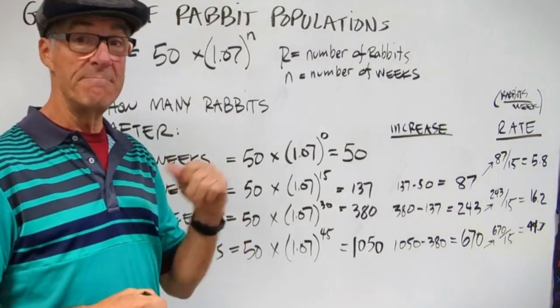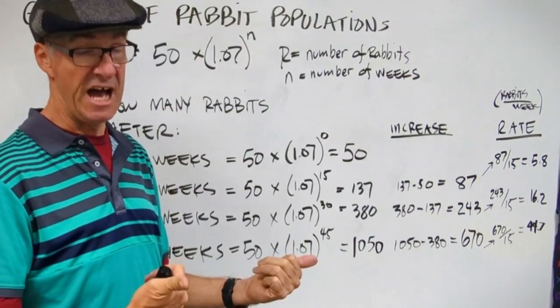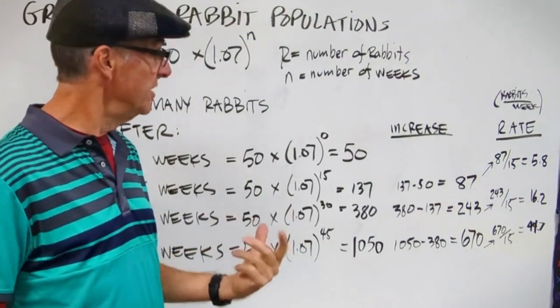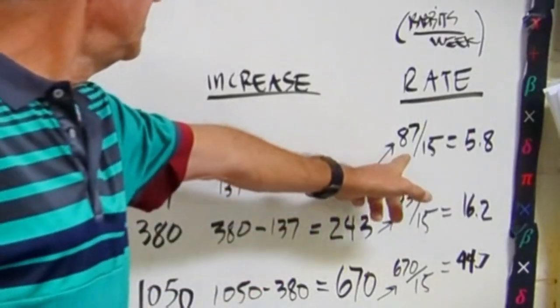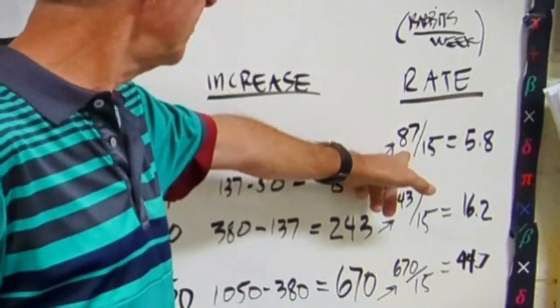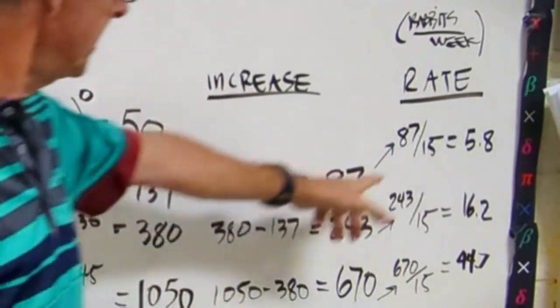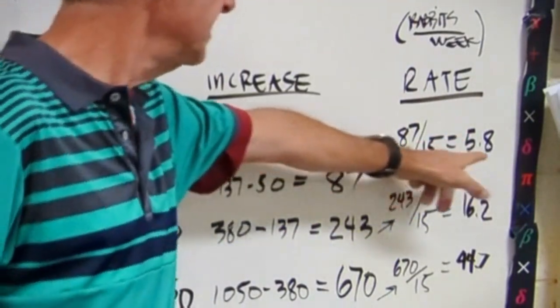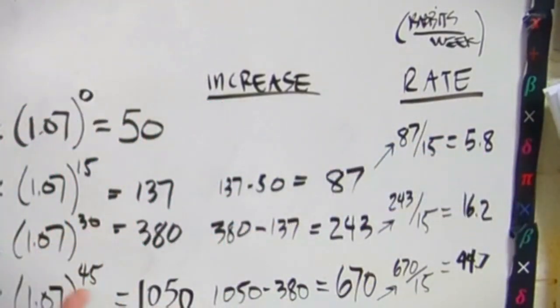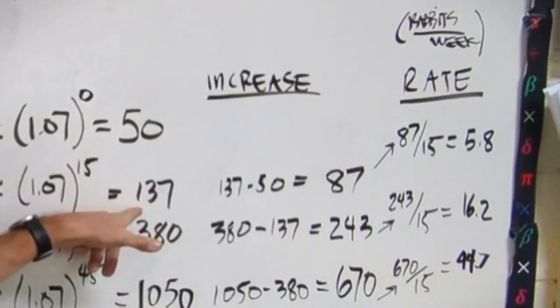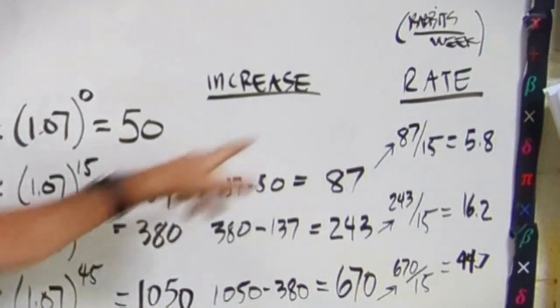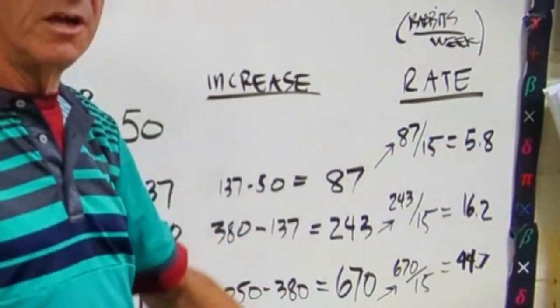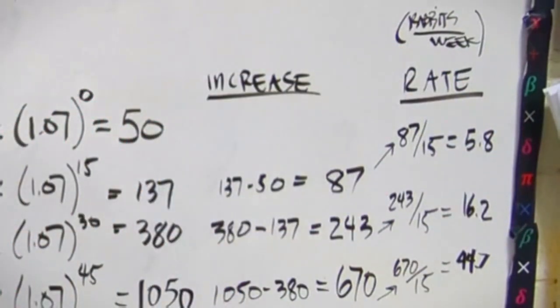Basically, a rate is the amount of change over the amount of time. That's what a rate is. So all I did is I divided the amount of change. We got 87 rabbits in our first time step, and we got them in 15 weeks. So dividing 87 by 15 gives us 5.8 rabbits per week. So that was our growth rate for the first 15 weeks. Rabbits per week is our unit. Rates always have units, don't forget those.